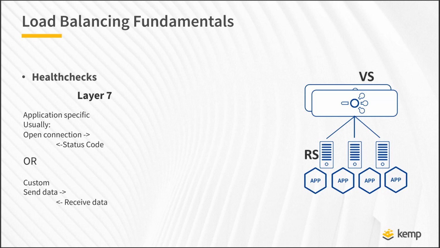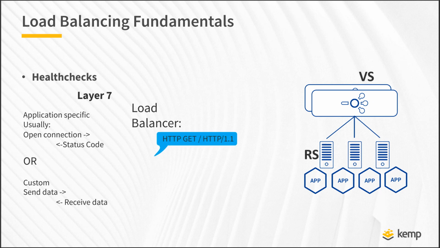We can send application-specific data to the application and server. Usually we send an open connection, like a TCP handshake, and ask for something basic, and we get a status code in return. Or we can actually send something completely custom. This custom thing could be anything that we want, where we send any data, we receive data, and we can inspect that data to determine what we want to do. So let's look at an example here. And I'll use HTTP since it's the most common application. Most people know HTTP and how it works.